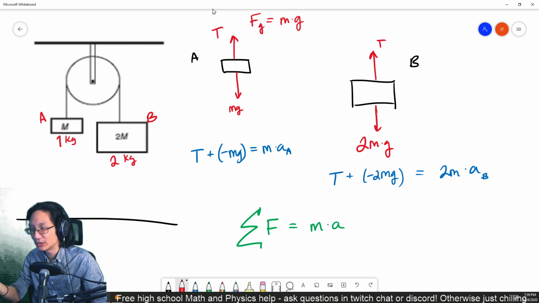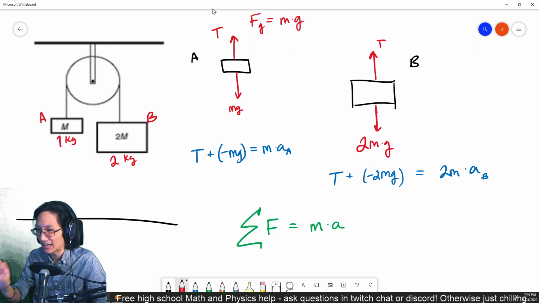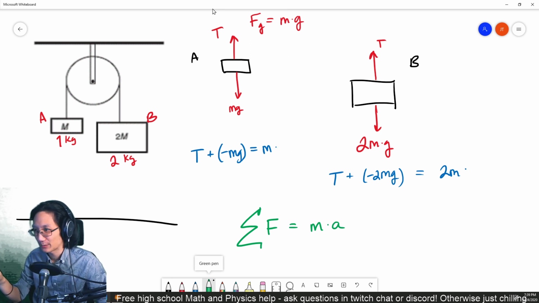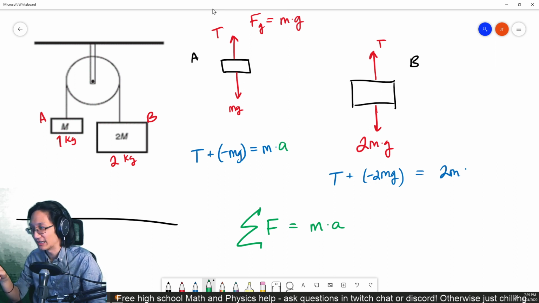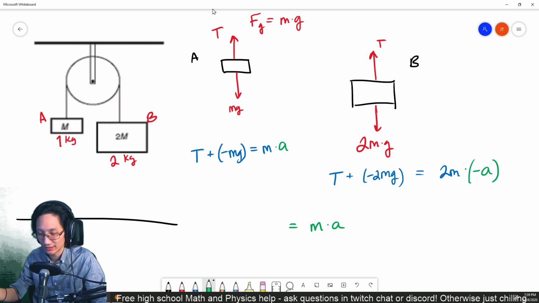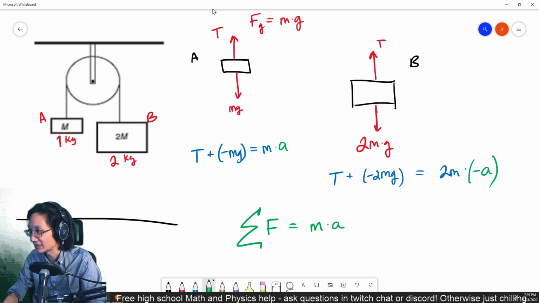So we can use one variable to represent their accelerations as long as we denote the proper direction with sign, with positive or negative sign. So what I'm going to do is, the acceleration of A was upwards, so I'm going to put a positive A here. And the acceleration of B was negative, so I'm going to put a negative A here. Okay. And then we have this wonderful system of equations here.